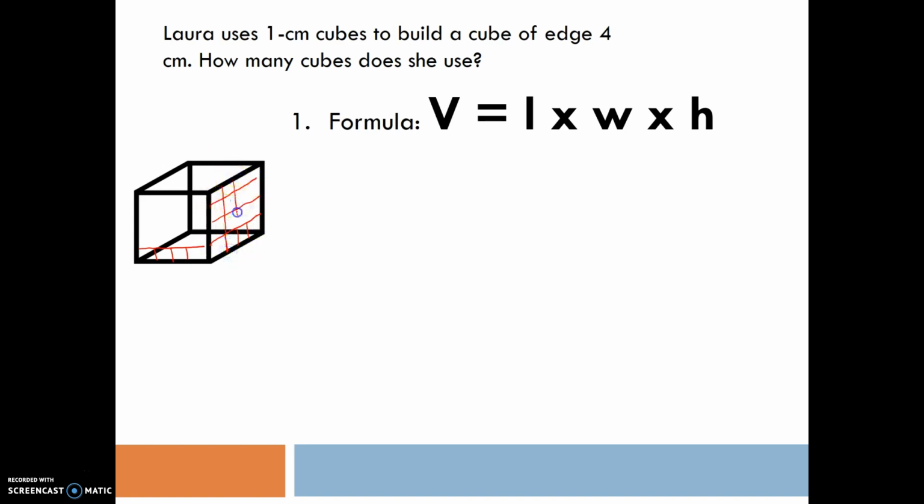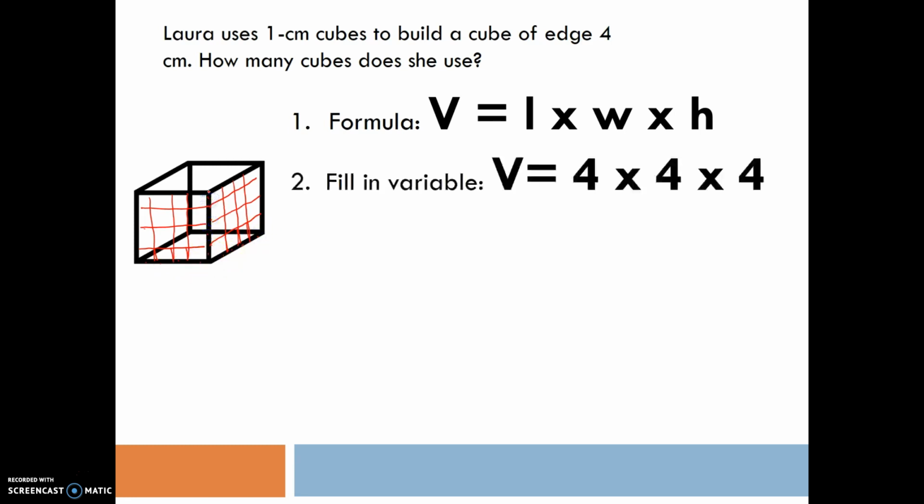You'd have all of these cubes, and they would fill the center, and they would fill each edge. Oh, I forgot a line. There we go. And our question is, how many cubes does she use? Well, we could look at this and we could almost just count, right? We've got 4 along the length, 1, 2, 3, 4. We've got 4 along the width, 1, 2, 3, 4, and 4 on the height, 1, 2, 3, 4.